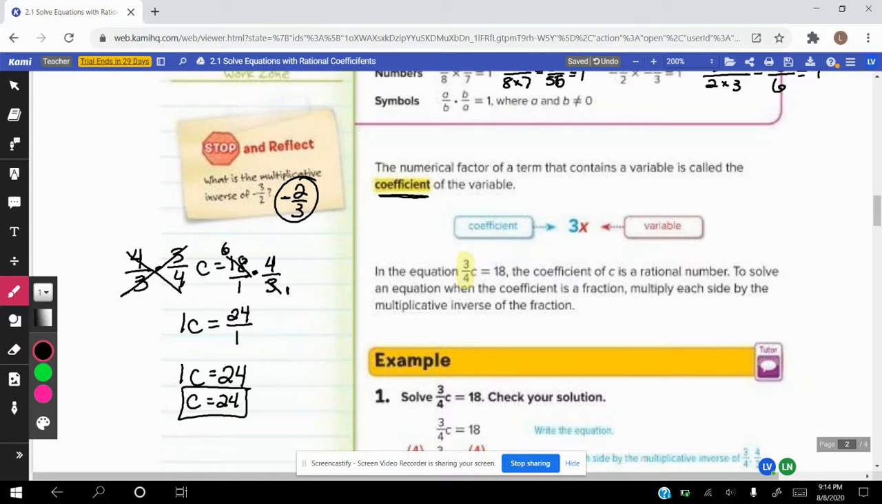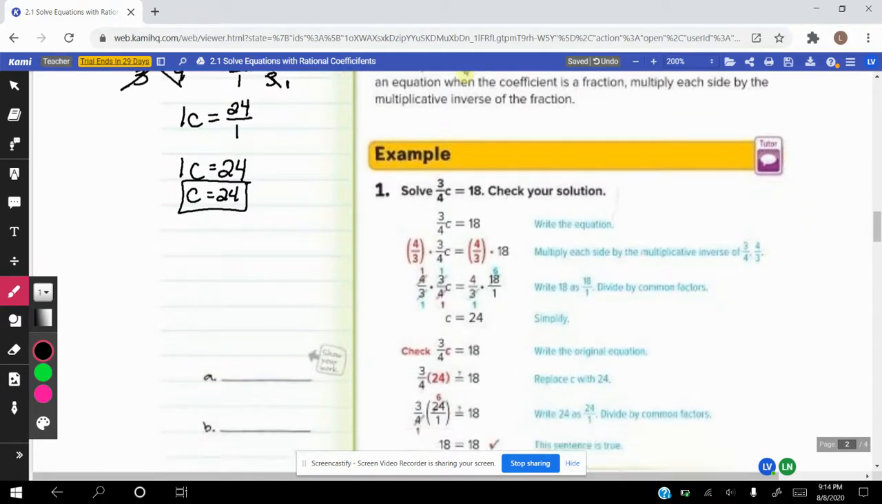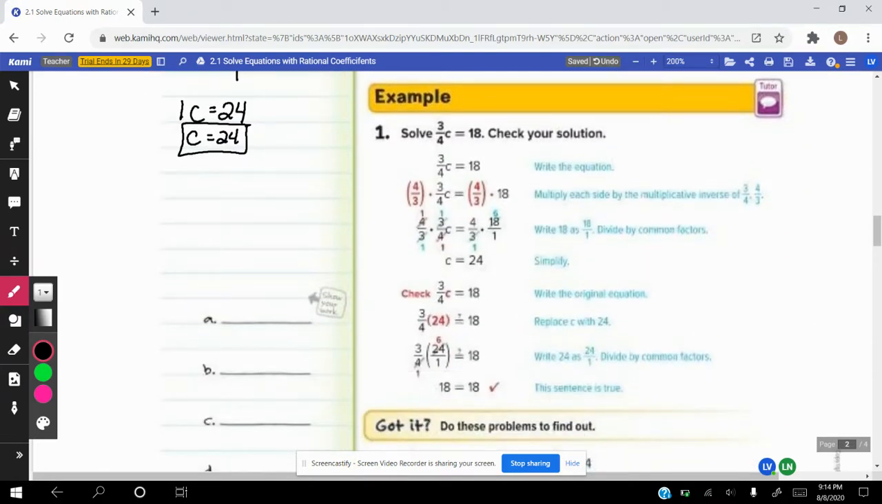So if you take a look over here, you'll notice that the same problem is done right here. And each step is written out. So step 1 is to write the equation. Step number 2, multiply each side by the multiplicative inverse of 3/4, which is 4/3. Then you write 18 as 18 divided by 1, and then divide by common factors, which in this case is a 3 and a 3 that you can take out of 3 and 18. Lastly, you're going to simplify.